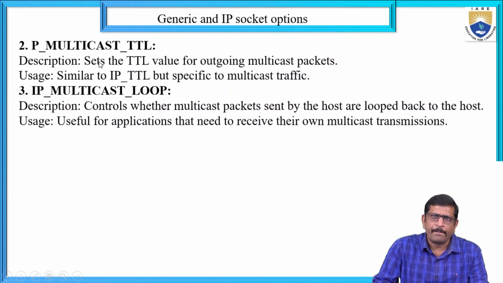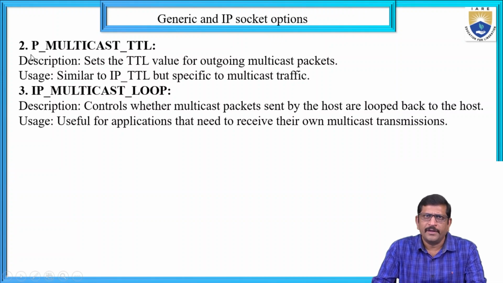Next, IP multicast TTL, which sets the TTL value for outgoing multicast packets. This is similar to the internet protocol TTL but specific to multicast traffic. IP multicast loop generally controls whether multicast packets sent by the host are looped back to the host.